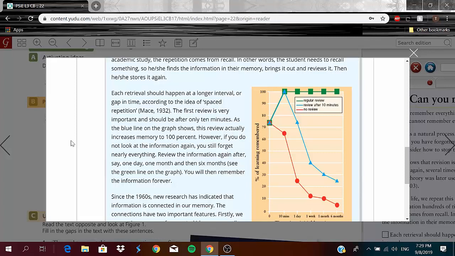Mace, 1932. The first review is very important and should be after only 10 minutes, as the blue line on the graph shows. This review actually increases memory to 100%. However, if you do not look at the information again, you still forget nearly everything. Review the information again after, say, 1 day, 1 month, and then 6 months. See the green line on the graph. You will then remember the information forever.